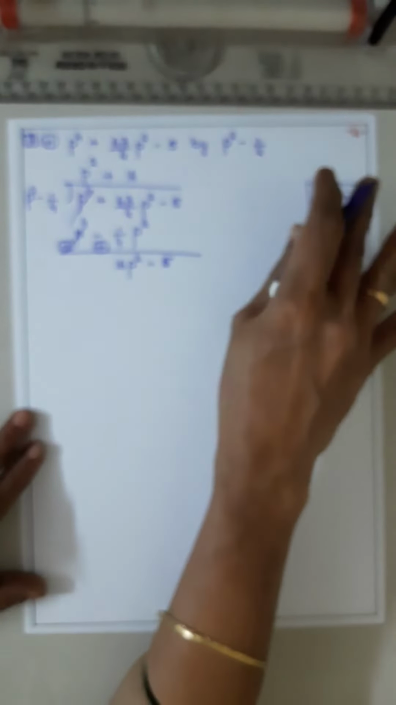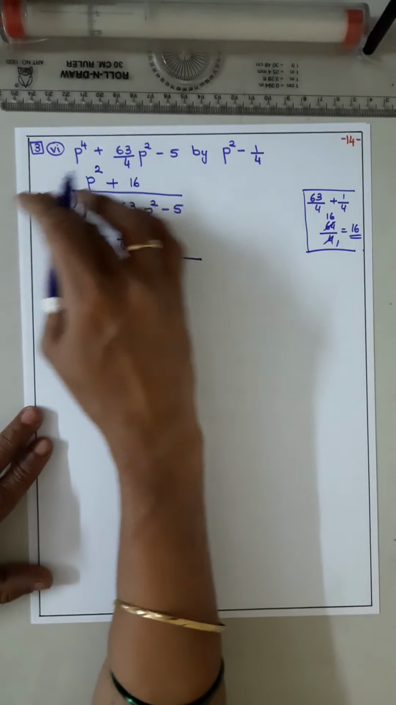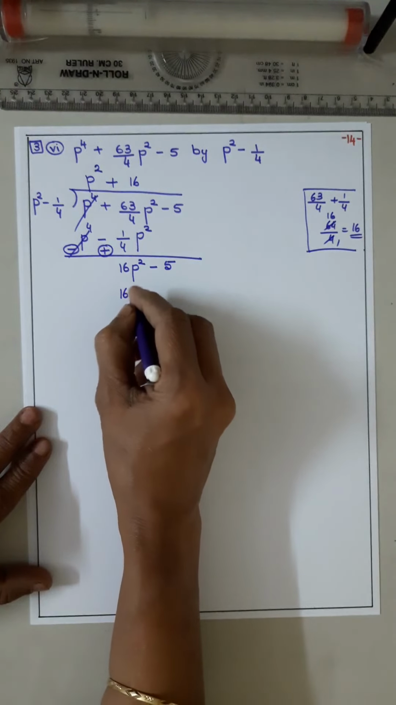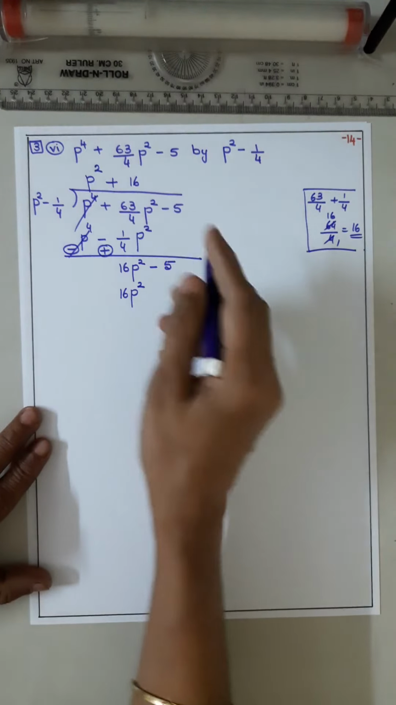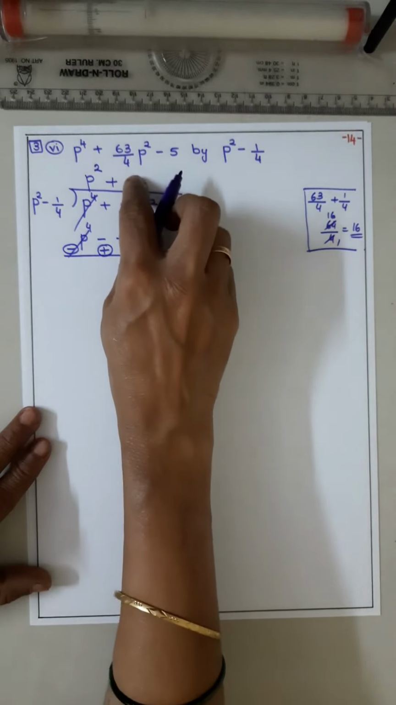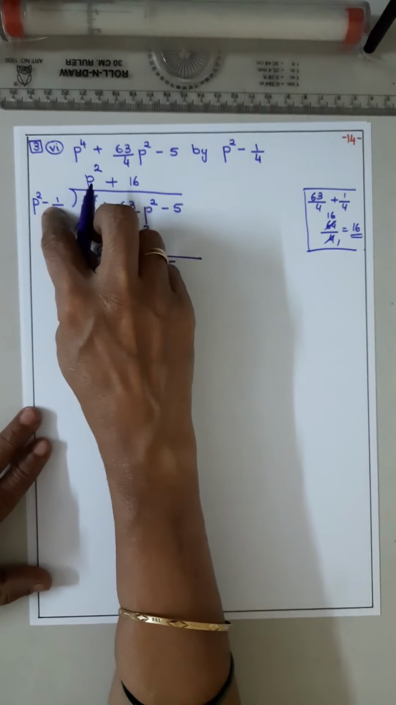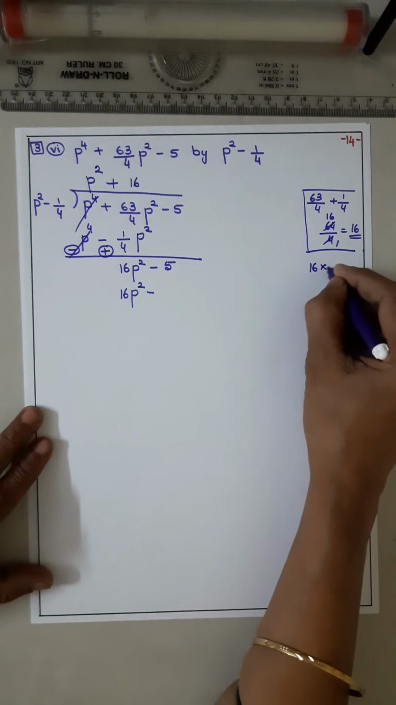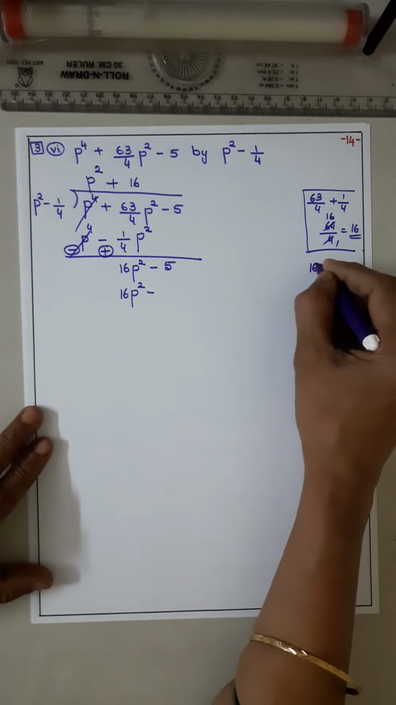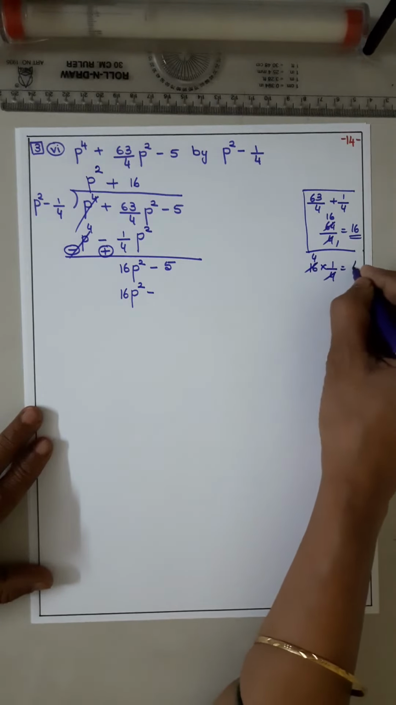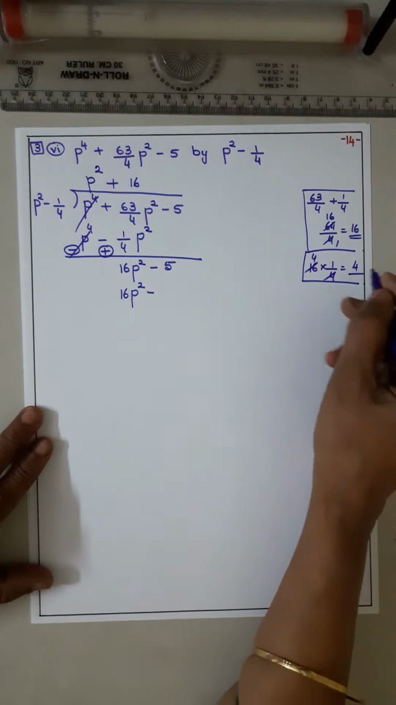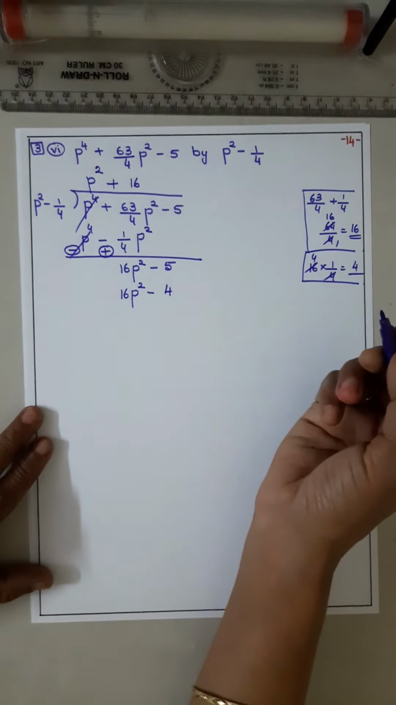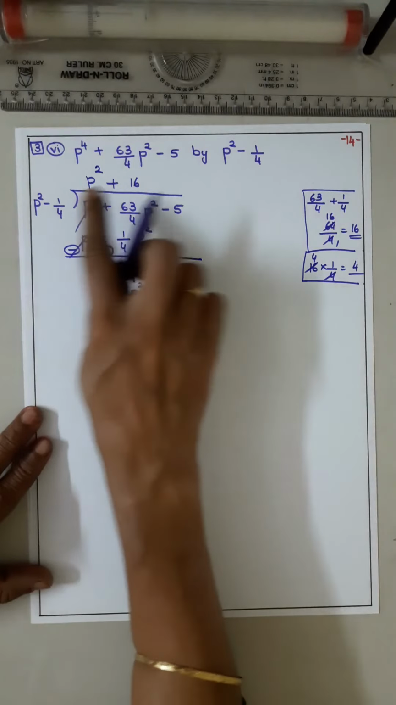Now it is plus 1, 16s are 16, p squared. So it becomes 16 into p squared, 16p squared. Now plus minus 16 into 1 by 4. 4 1s are 4, 4 4s are. So you got how much? Minus 4. Hope everyone is understanding this.